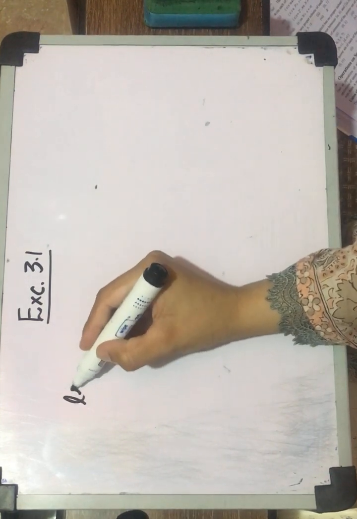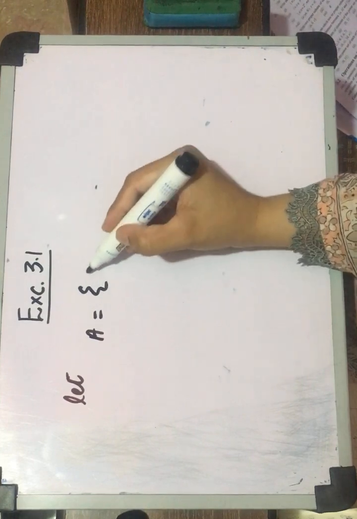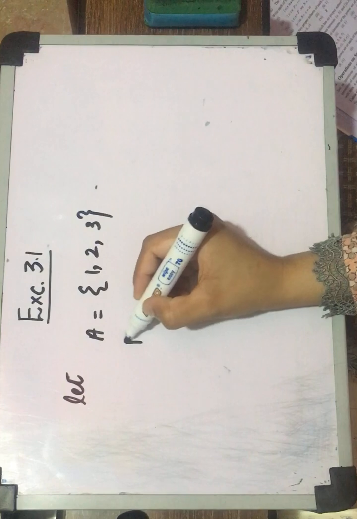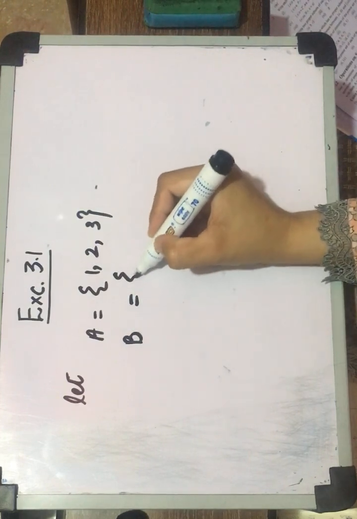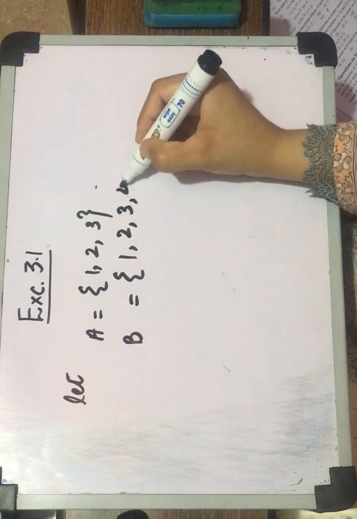Let's suppose I have a set A which is equal to {1, 2, 3}, and we have a set B which is equal to {1, 2, 3, 4}.